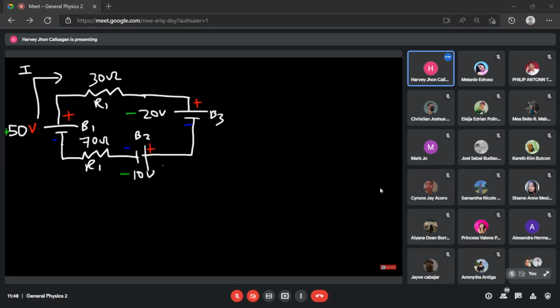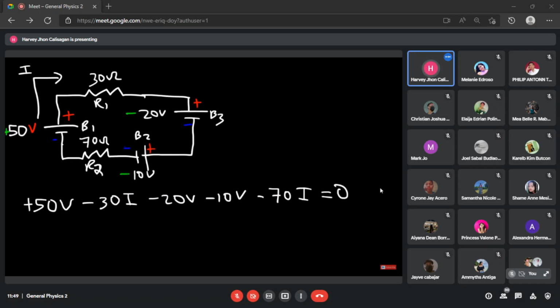Now let's write an equation. So the first battery will add 50 volts or 50 joules per coulomb of charge to the circuit. R1 is going to consume energy from the circuit. So the voltage drop will be the current that flows through it times R1. And R1 is 30, so this is going to be 30 times I. Now this battery reduces the energy of the circuit, so that's going to be negative 20 volts. This one also reduces the energy of the circuit, so that's going to be negative 10 volts. This one also consumes energy from the circuit, so that's going to be negative 70 times I. This is supposed to be R2. And so all of this is equal to 0.